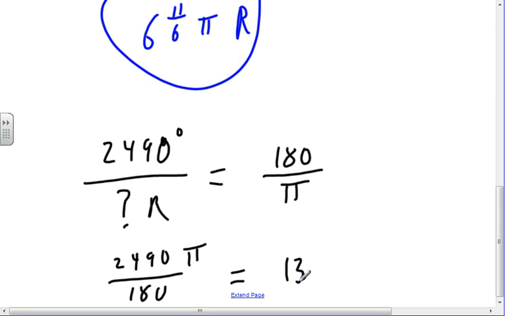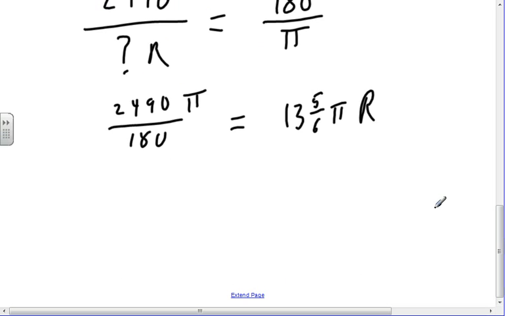Okay, that's 5/6 pi radians. 13.83 repeating would also be perfectly okay. And you could multiply the pi through if you wanted to, and I'd have to accept that too, because I'm that type of guy.